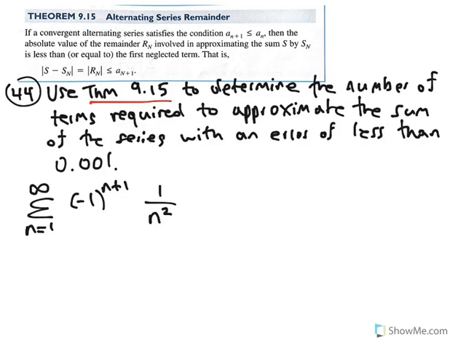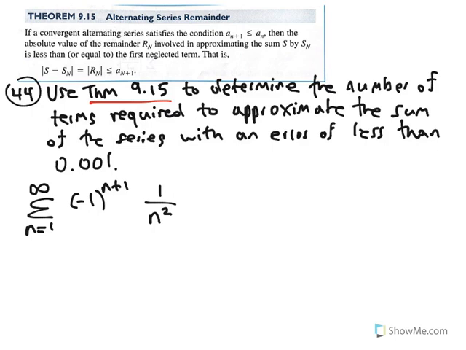In the previous example, we approximated the infinite sum with the sixth partial sum because we were told to do that. And then we figured out how much our approximation could be off from the exact sum by using the alternating series remainder theorem. But in this problem, we're not told to use the sixth partial sum.